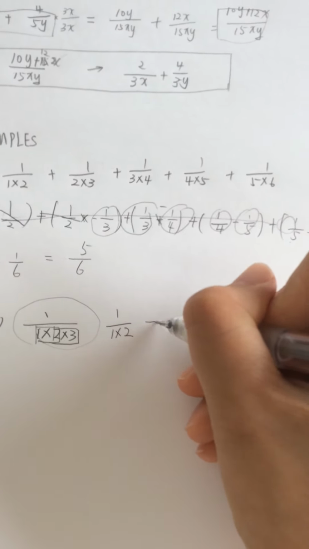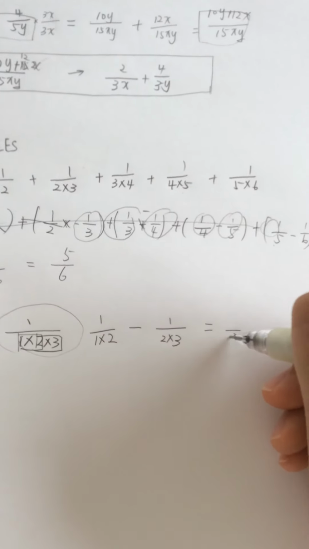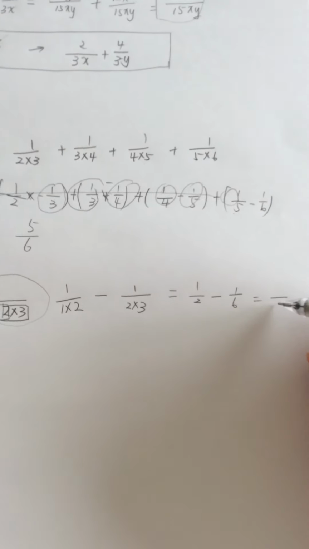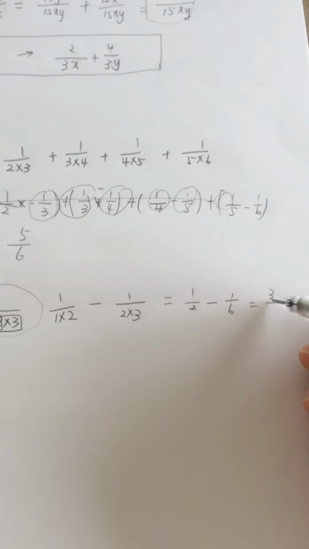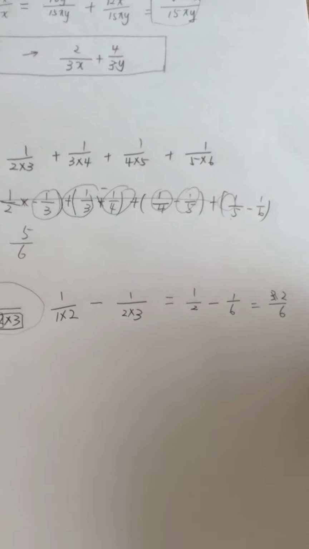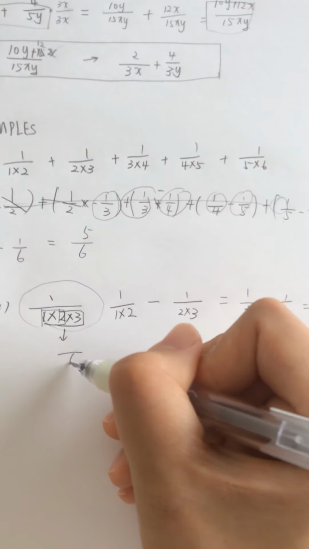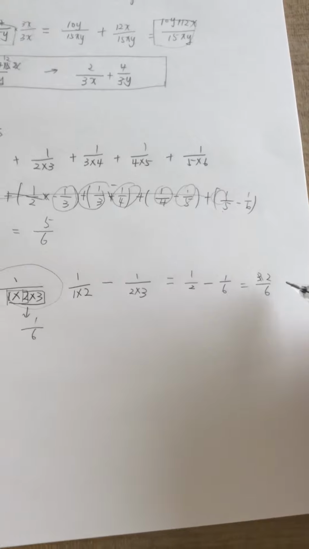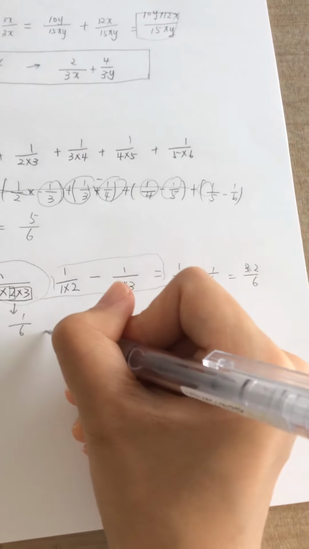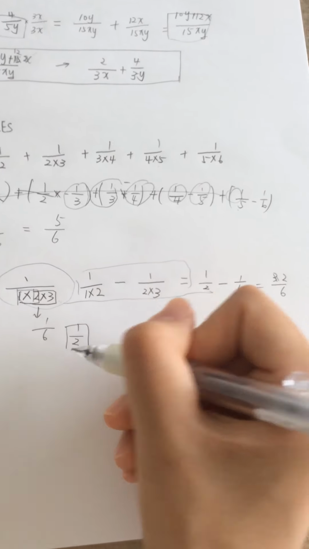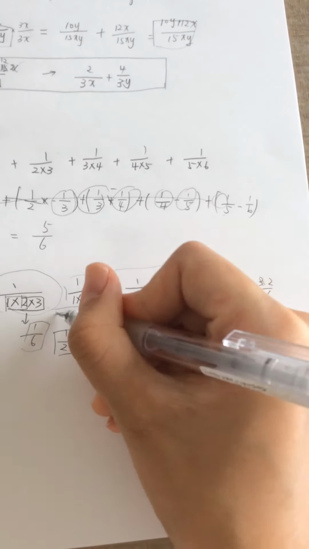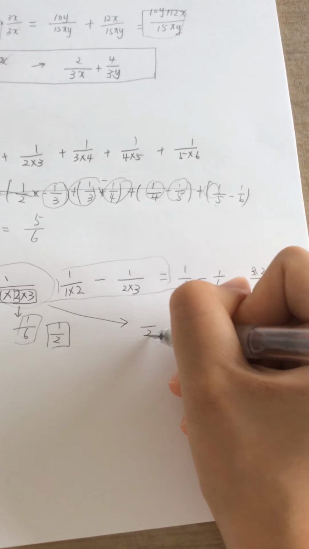Then we get 1 over 2 minus 1 over 6, which is 2 over 6. But actually this should equal 1 over 6. So what exactly went wrong? This equation indeed is right, but we need to multiply by 1 over 2 in front of the equation in order to get this answer.